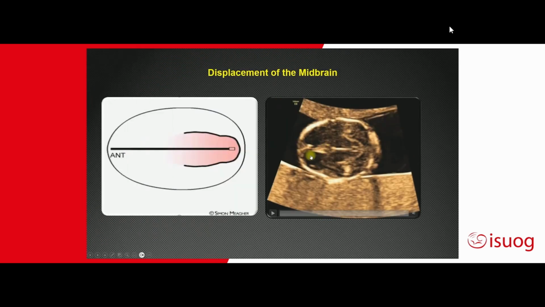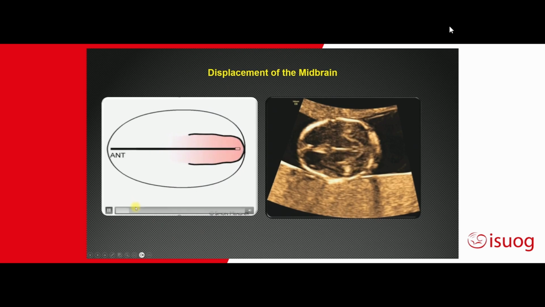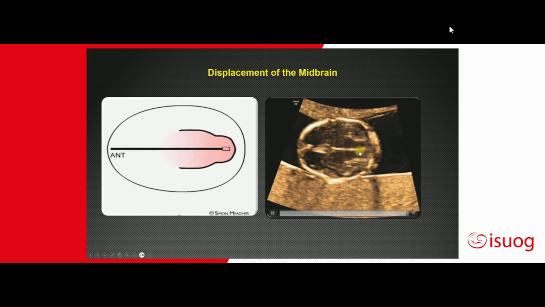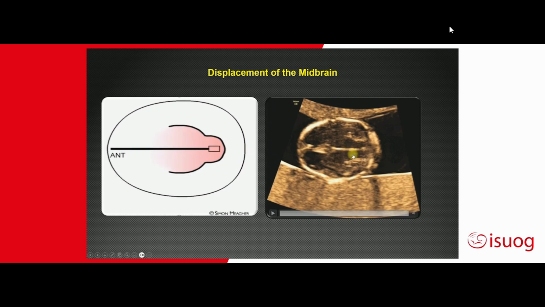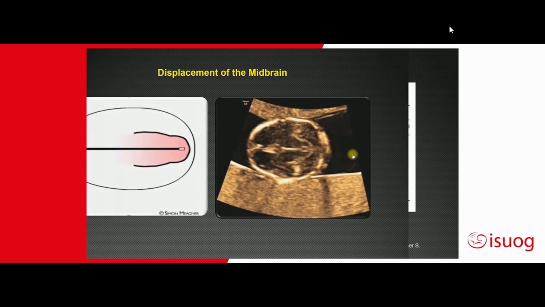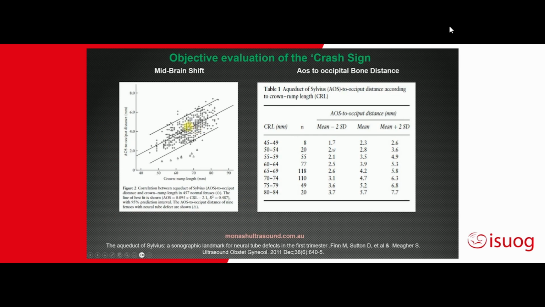Not only did we report it as being the first sign, well before the crash sign, 8 years prior to it, we quantified it. So what we did was measure the posterior border of the aqueduct to the inner border of the occipital bone. We were able to tell when the car was at the beginning of the crash, in the middle of the crash, about to crash, and to crash.